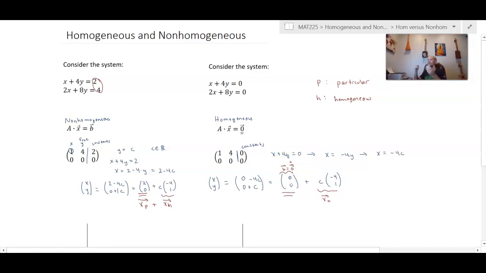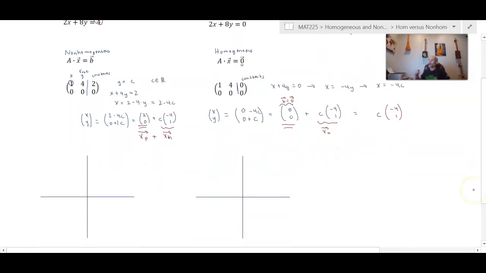And so in general, the non-homogeneous system will be the homogeneous solution plus some non-zero vector. Now, we're not going to call this x sub p because it is just the zero vector. And really, at the end of the day, this is just equal to c times the vector negative 4, 1. So it has no non-zero constants. Fantastic. So that's always going to be true.